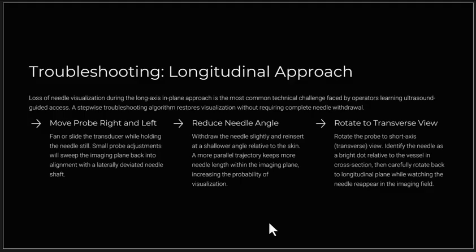And as we said a little bit earlier, if you lose sight of your needle tip, you can simply rotate 90 degrees. In this case, you would be going from a long axis to a transverse view. Rotating that probe might help you better identify that needle. In this case, it would be a bright dot once you rotate to the transverse view and allow you to see where you might have deviated more laterally or more medially, allowing you to pull back and correct. So that's how you troubleshoot the longitudinal approach.